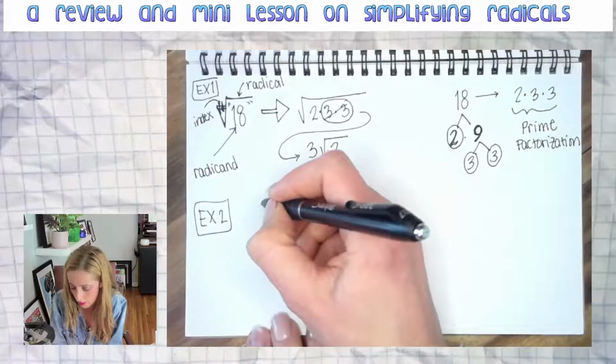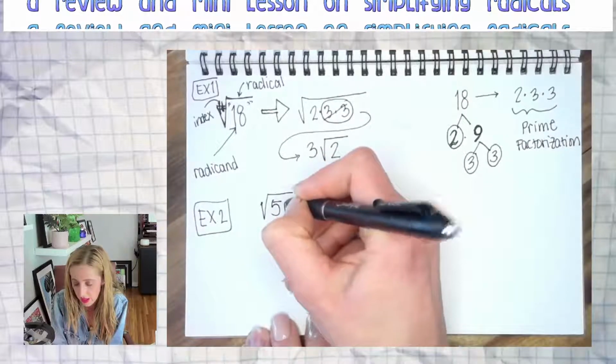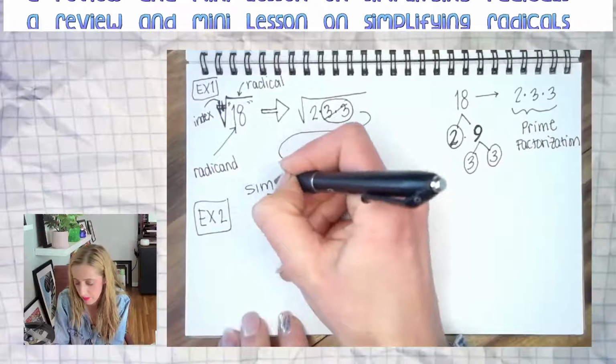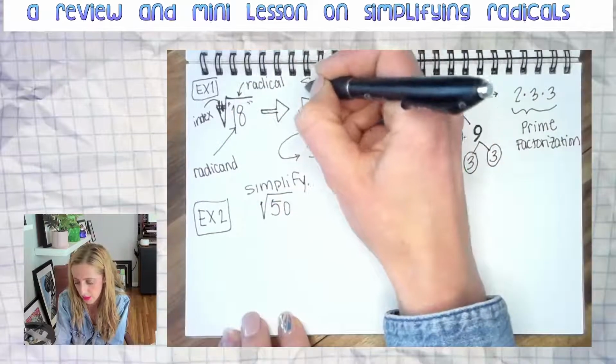Let's do square root of 50. Now, a lot of us know, and the directions will say, simplify. I should have written that on top. I apologize. So for that one too, simplify.